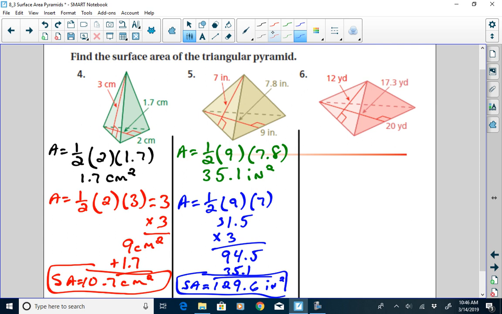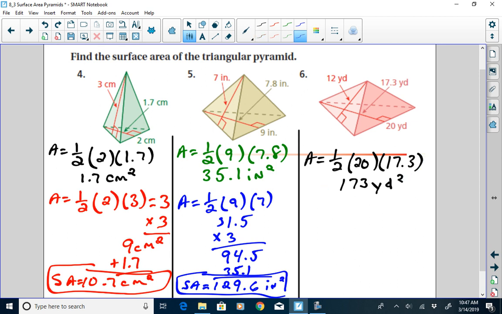All right. Last example. Once again, we have another triangle, so I start by finding the area of the triangular base. Area is going to be equal to 1/2 base times height. My base of the triangular base is 20. The height here is going to be 17.3. So that's 20 times 17.3. All right, and we multiply that and divide by 2, and wind up with 173. Those are square yards. That's just the area of the base.